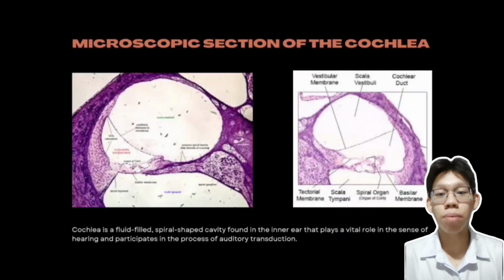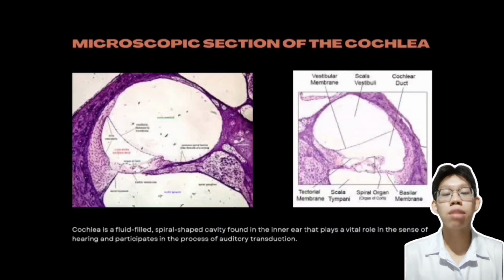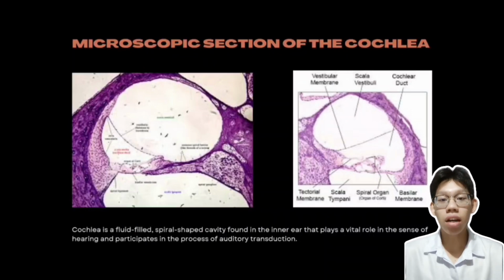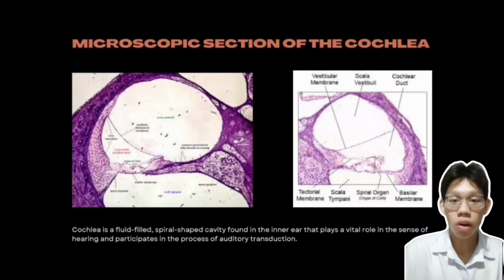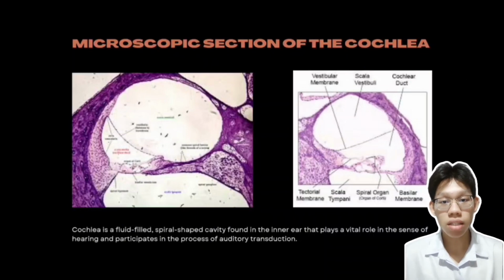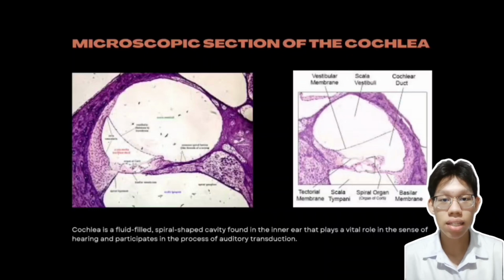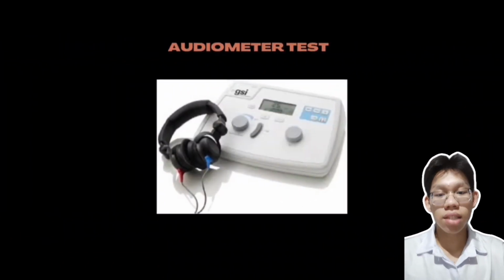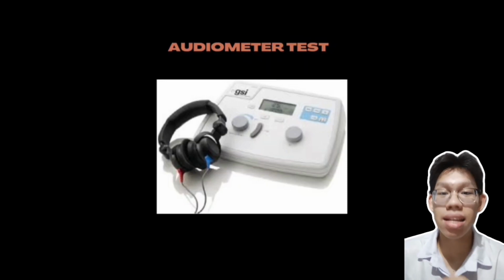This is the microscopic section of a cochlea. The cochlea is a fluid-filled, spiral-shaped cavity found in the inner ear that plays a vital role in the sense of hearing and participates in the process of auditory transduction. It comprises multiple chambers, namely scala vestibuli, scala media, and scala tympani. This exercise is composed of multiple tests that involve hearing and balance.